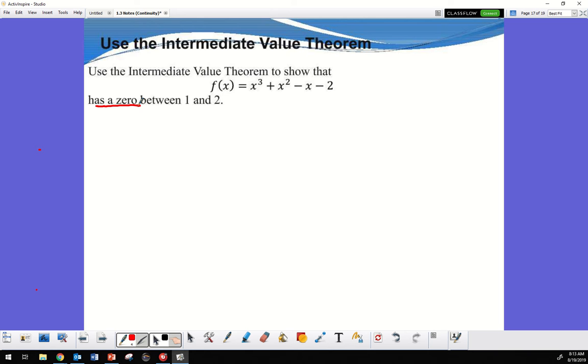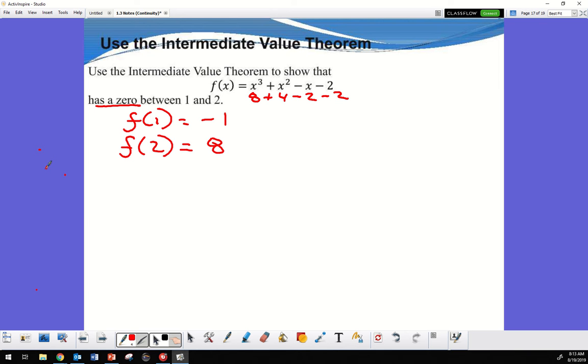So let's do f of 1. I plug in 1, I get 1 plus 1 minus 1 minus 2. Negative 1, right? Okay, good. Negative 1. All right, so now let's do f of 2. That's going to give me 8 plus 4 minus 2 minus 2, right? My answer is 8. Now, did the chicken cross the road?